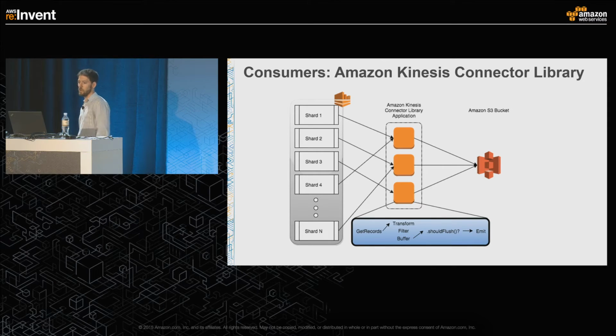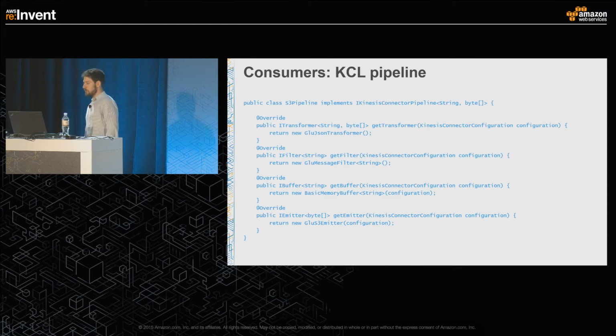and so forth. The Kinesis connector library is just a really simple framework for building an application on top of that, and it follows a basic data flow. You get records from the shard, you transform those records, you filter those records, and then you insert them into a buffer. This buffer has a should flush method. When that's triggered, it takes all of the records in the buffer and emits them somehow. To get this to work, all you have to do is implement this pipeline.